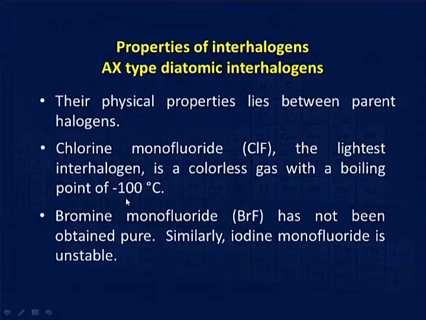The properties of AX type diatomic interhalogens: their physical properties lie between those of the parent halogens. Chlorine monofluoride, the lightest interhalogen, is a colorless gas with a boiling point of minus 100 degrees centigrade. Bromine monofluoride has not been obtained in pure state yet. Similarly, iodine monofluoride is unstable in nature.